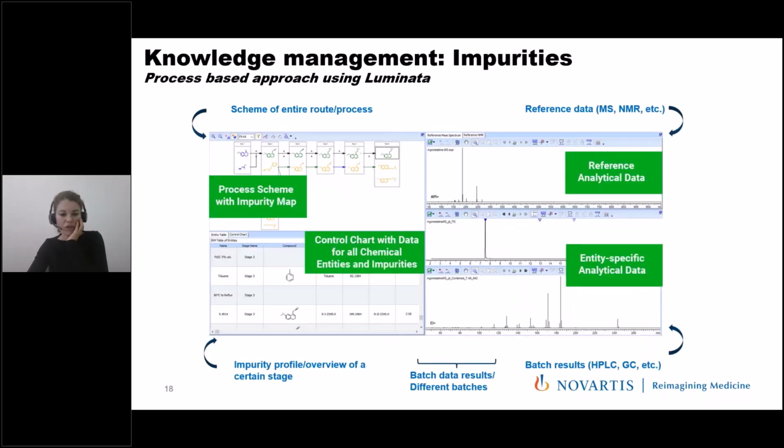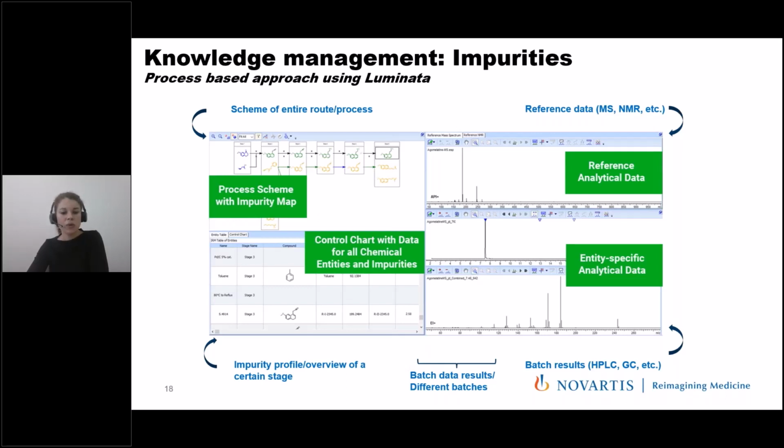I think maybe just a couple of words. You might have seen this from Luminata, from the ACD Labs, but I just wanted to show you the main use that we have in Novartis out of Luminata. So we mainly use it to have a better understanding and an overview of our processes.